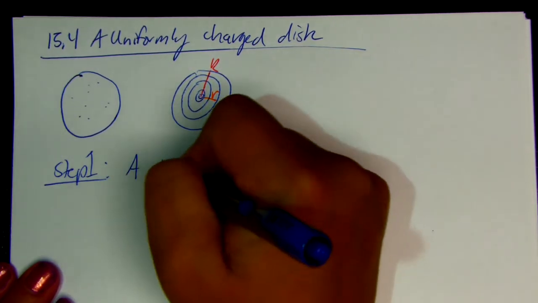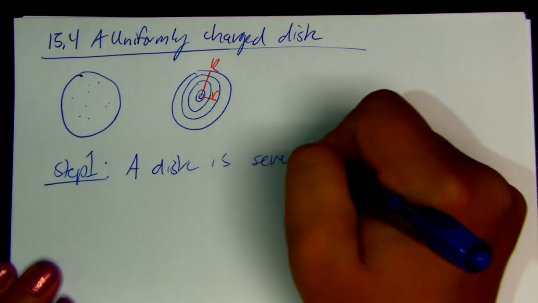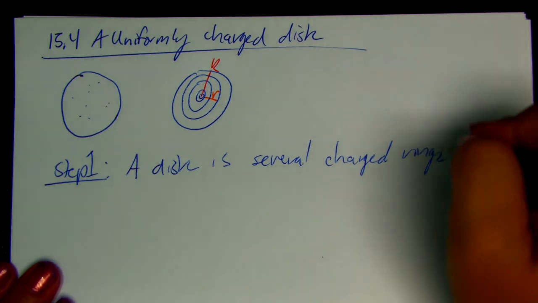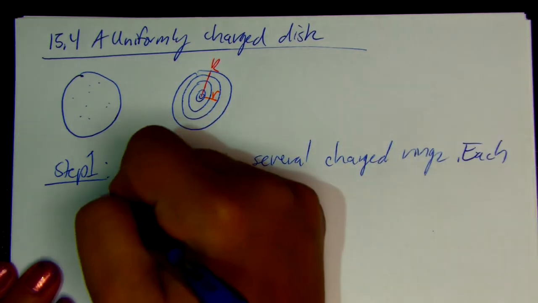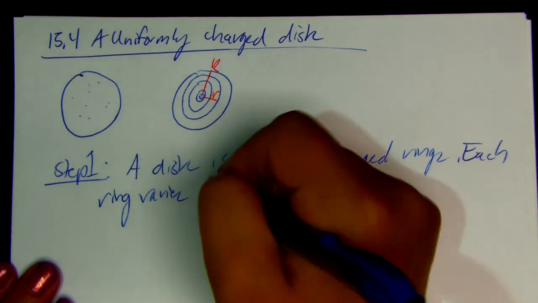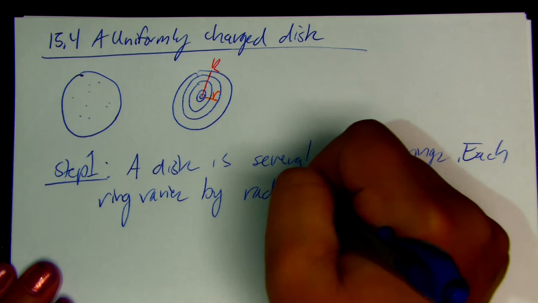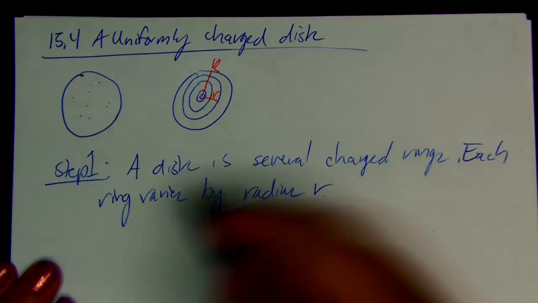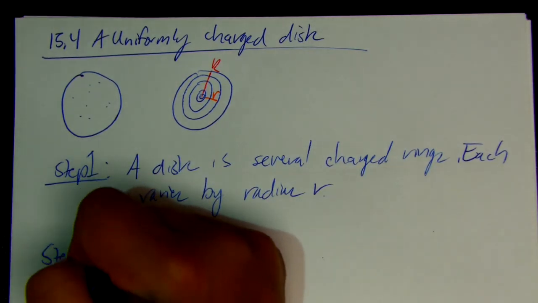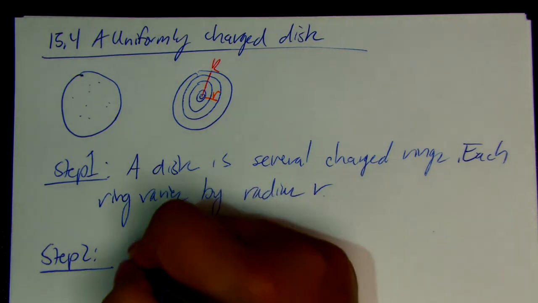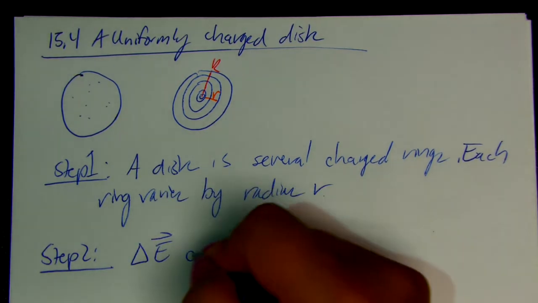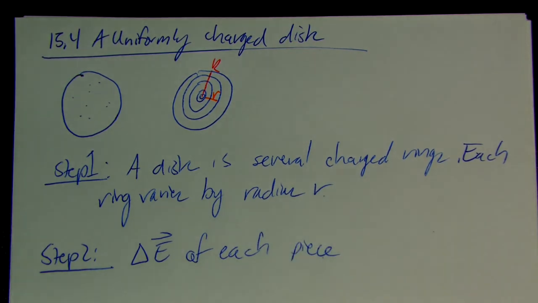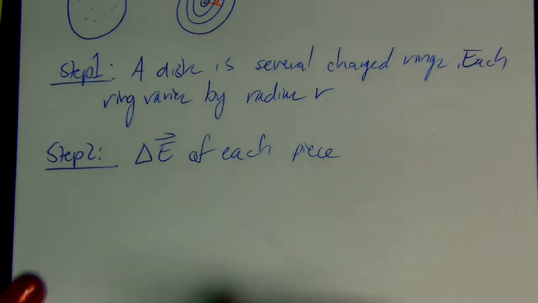So a disk is several charged rings and each ring varies by radius r. Little r. So we've got the disk of radius big R and the little rings which vary by radius little r. Okay, so step 2. We want to look at the contribution of the electric field of each piece. And this is also where we set up those easy coordinate systems.